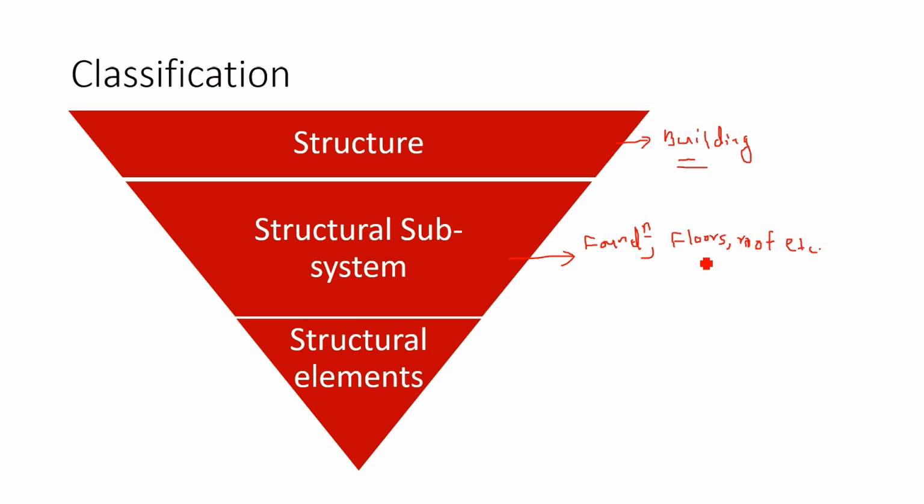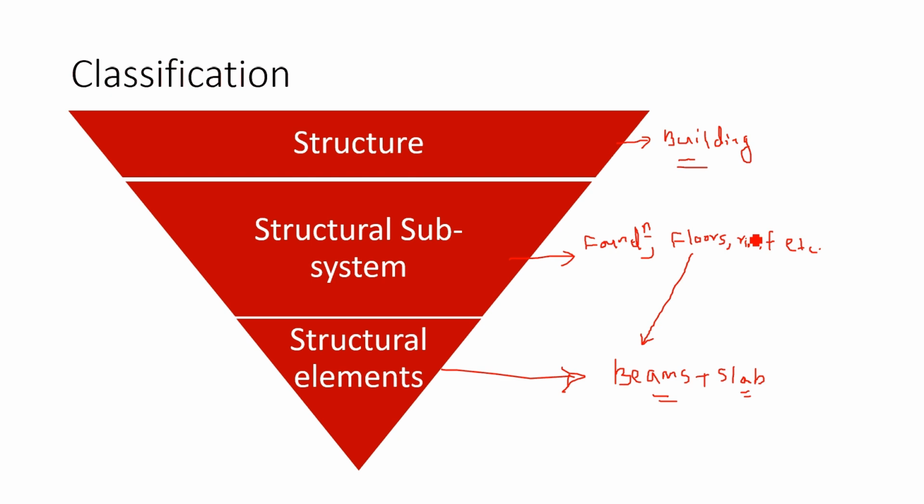The combination of structural subsystems only will give you the perfect structure. Then these structural subsystems you can divide into structural elements. For example, if you take this floor, this is a combination of structural elements. That means it's a combination of beams and slab. These two, these small elements we define as structural elements.